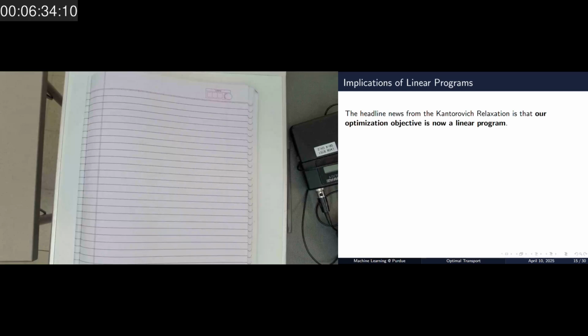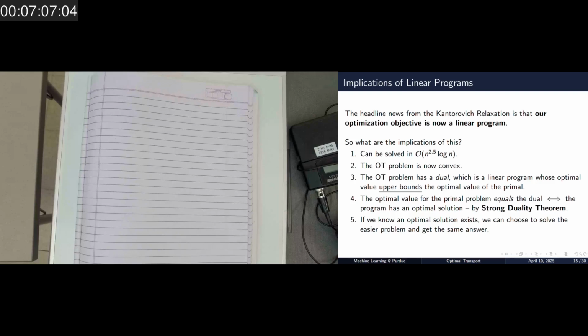The headline news from the Kantorovich relaxation is that our optimization objective is now a linear program, and a linear program has, along with the primal, also a dual problem, which we discussed as an alternative problem whose solution upper bounds the primal problem. And if the upper bound is exactly equal, then you have strong duality. But I think I skipped to point number 4 there.